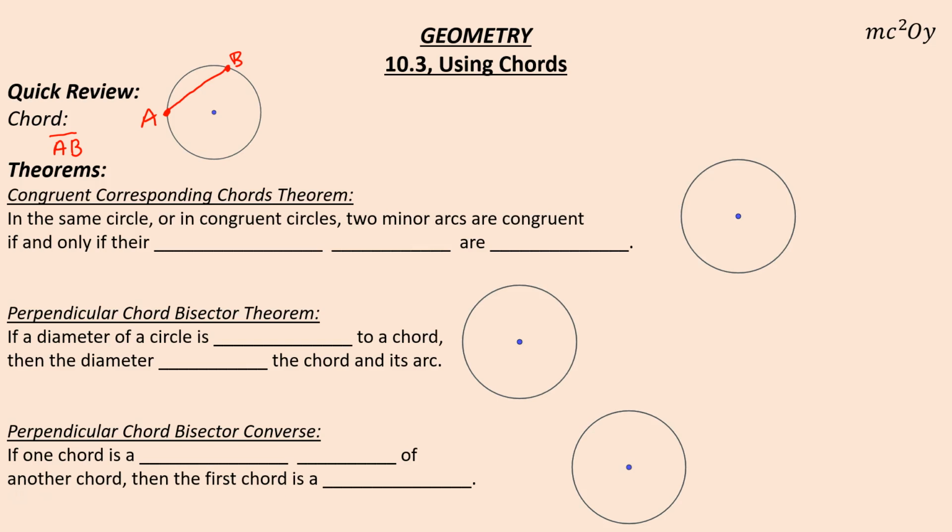So the congruent corresponding chords theorem, as our text says it: in the same circle or in congruent circles. Remember, if they're congruent circles, their radius is the same measure. 2 minor arcs are congruent if and only if their corresponding chords are congruent.